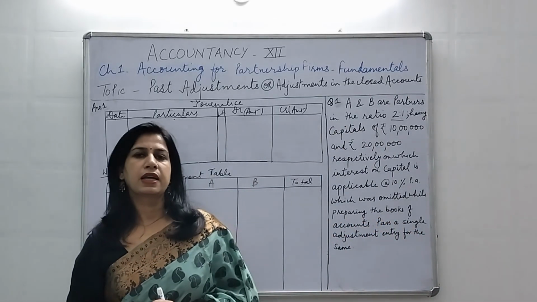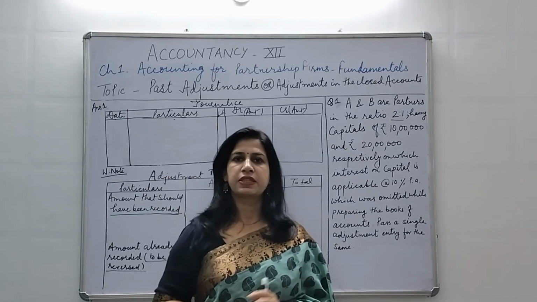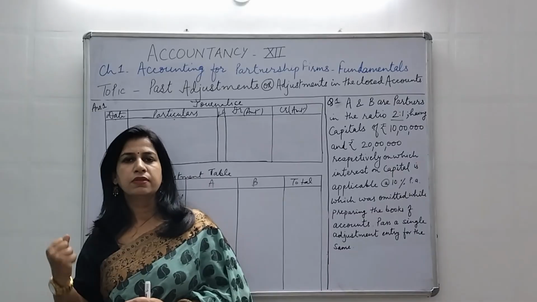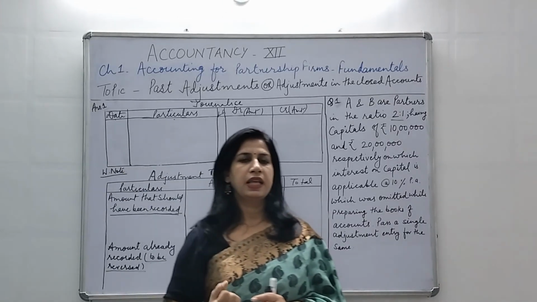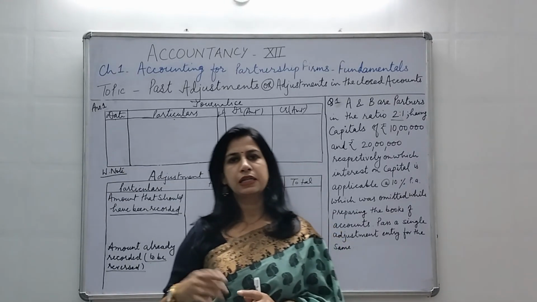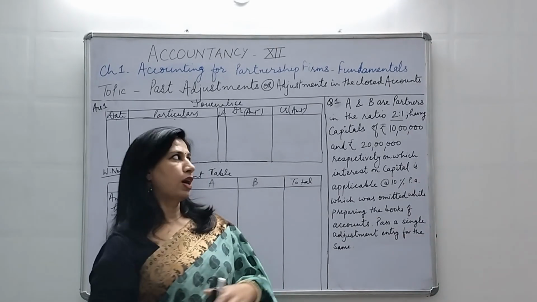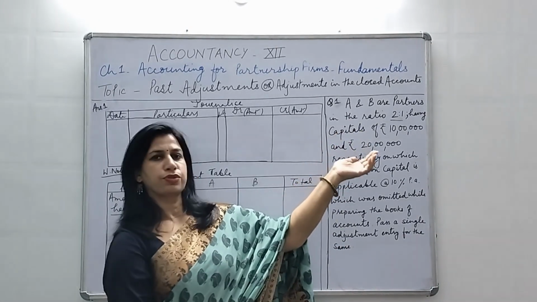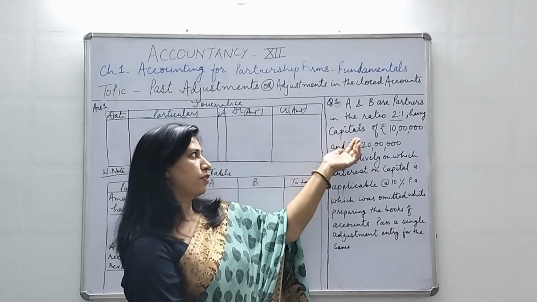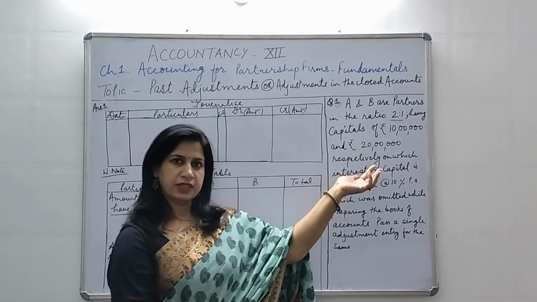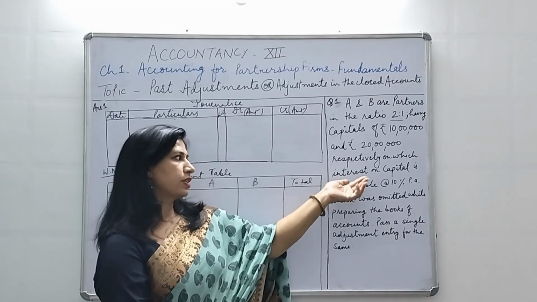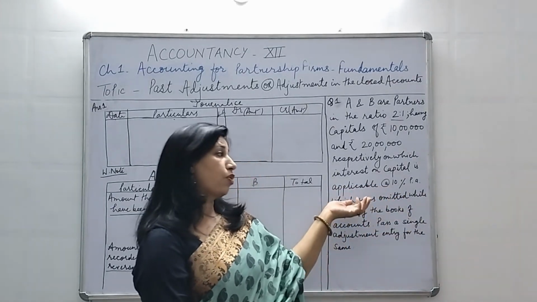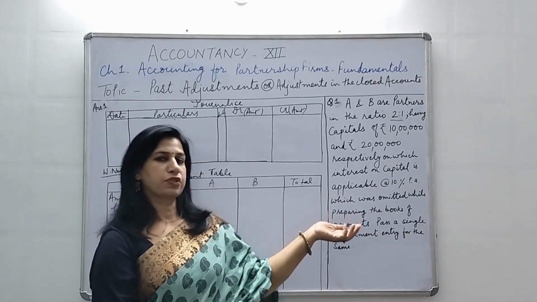Now let us understand this with the help of a simple question. With the simple question, you will be able to grasp the concept properly, and then we will proceed to a slightly typical question after that. So now question number 1 for us. A and B are partners in the ratio 2:1, having capitals of rupees 10 lakh and 20 lakh respectively, on which interest on capital is applicable at the rate of 10% per annum, which was omitted while preparing the books of accounts.